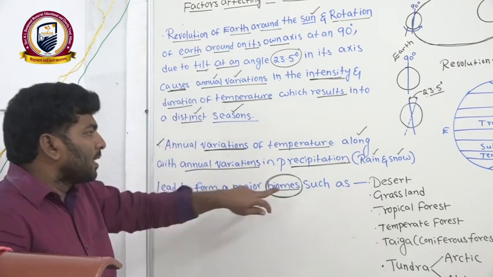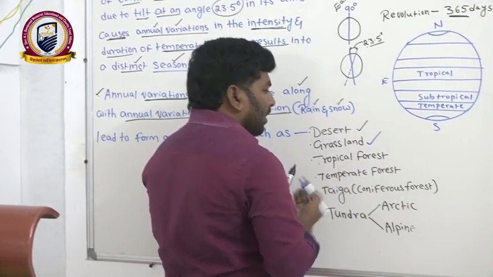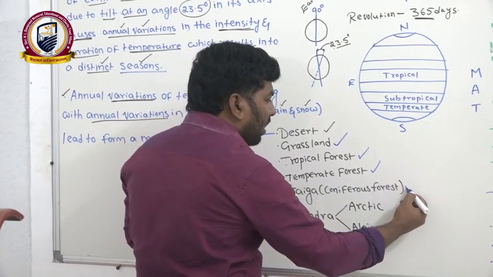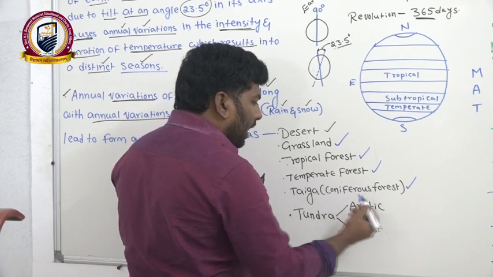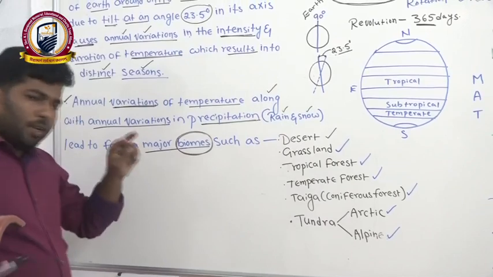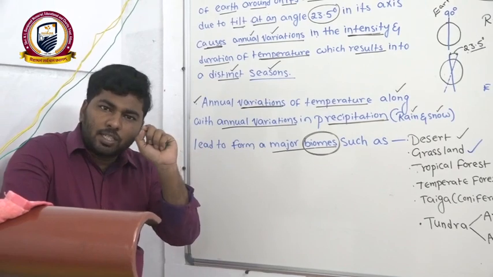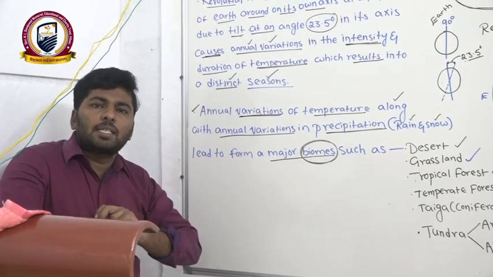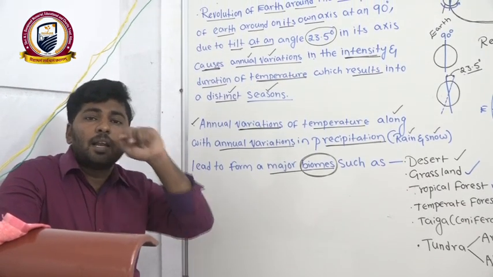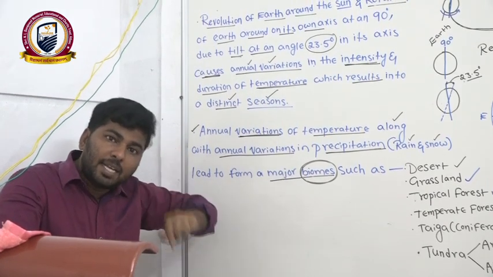Okay, major biomes such as desert, grassland, tropical forest, temperate forest, taiga or coniferous forest, tundra, that is Arctic tundra as well as alpine tundra. We know very well the definition of biome. It is a large area which consists of a variety of plants as well as animals, along with specific environmental conditions. Clear?